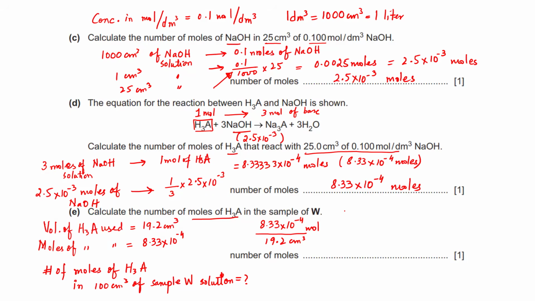Okay, so this will give us the number of moles per centimeter cube. And what is the value of solution we have? We have 100 centimeter cube of solution. So we have to find out the number of moles. These are the moles that are used for the reaction. So how many were there in the actual solution? So you have to multiply this value by 100 centimeter cube.